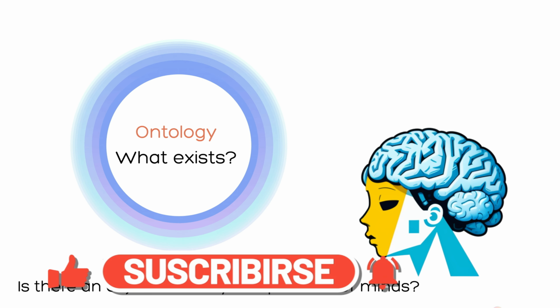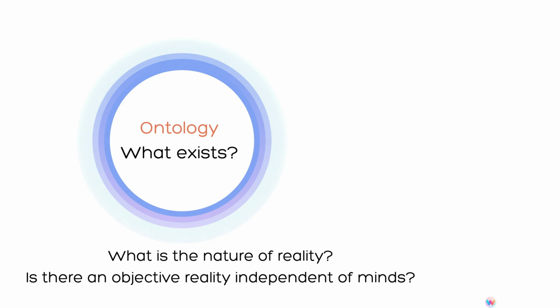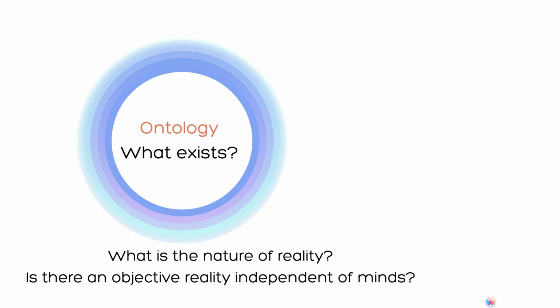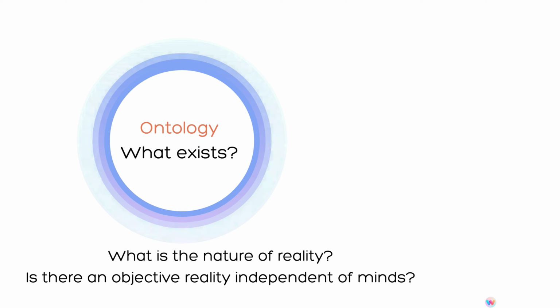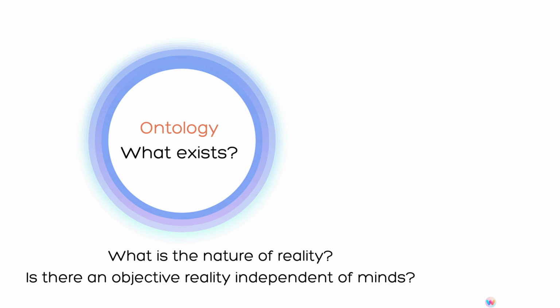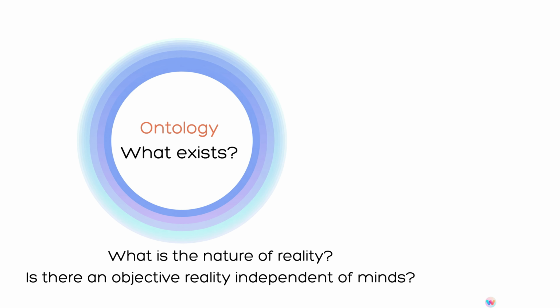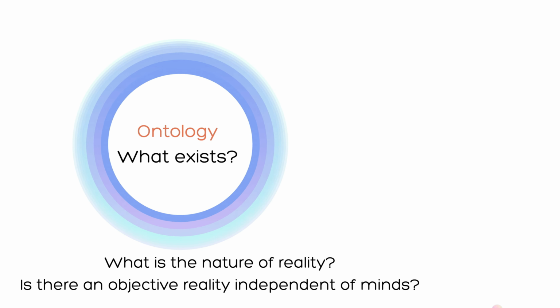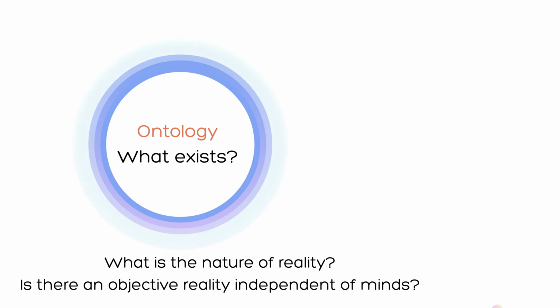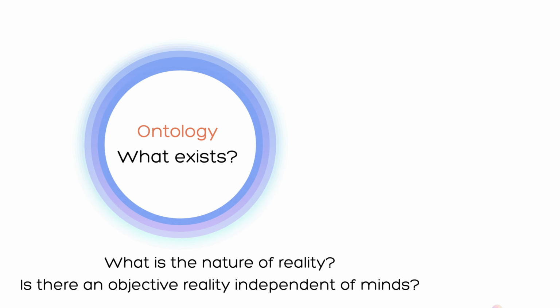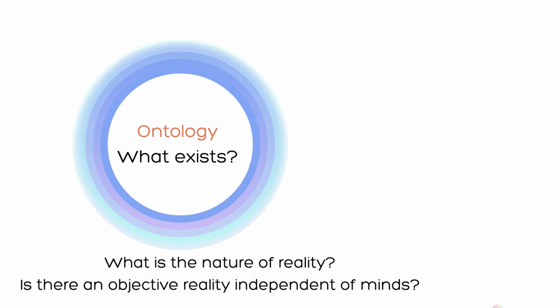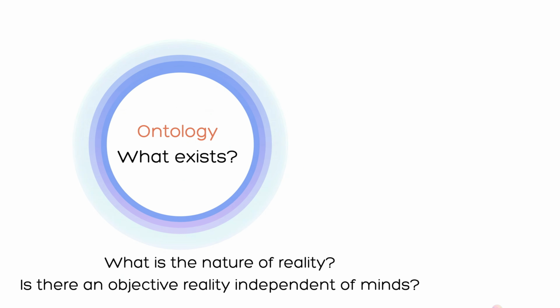So let's start with ontology. Ontology is the study of reality or being. So the question here is, what exists? And when you say it exists, does it really exist? What is the nature of reality? Does a single objective reality exist, or is it a combination of multiple subjective realities?